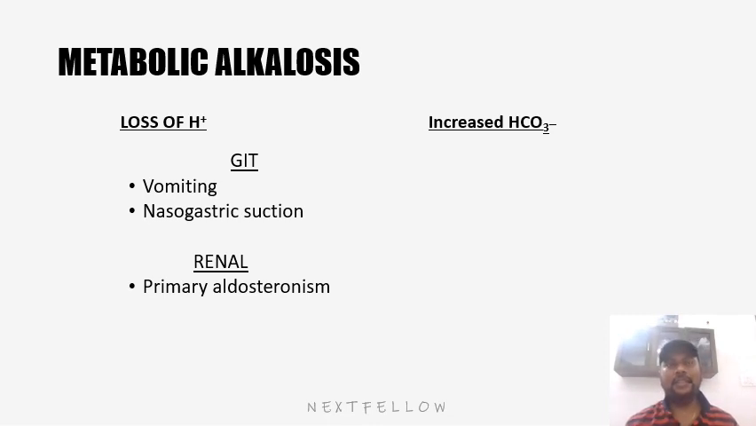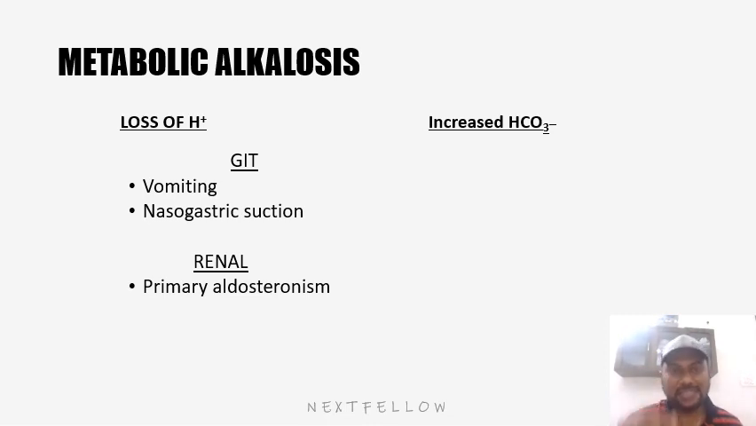In the kidney, the main loss of H plus ion is through the aldosterone dependent transporter, which is present in the collecting duct. What is the function of this transporter? In the presence of aldosterone, it will reabsorb sodium ions, and for every sodium ion reabsorbed, it will excrete either a potassium ion or an H plus ion. This is one of the major routes by which H plus ions are excreted by the kidney.